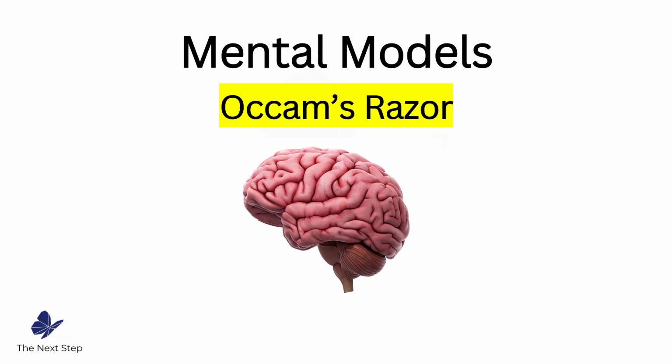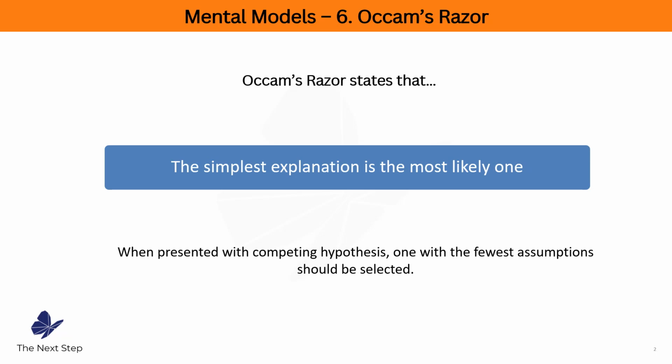In this video, we will learn about the Occam's razor mental model. The Occam's razor is a fundamental heuristic used in logic, science, and problem solving. At its core, it states that when we are presented with competing hypotheses that make the same predictions, the one with the fewest assumptions should be selected. And so it is often summarized as the simplest explanation is most likely the right one.